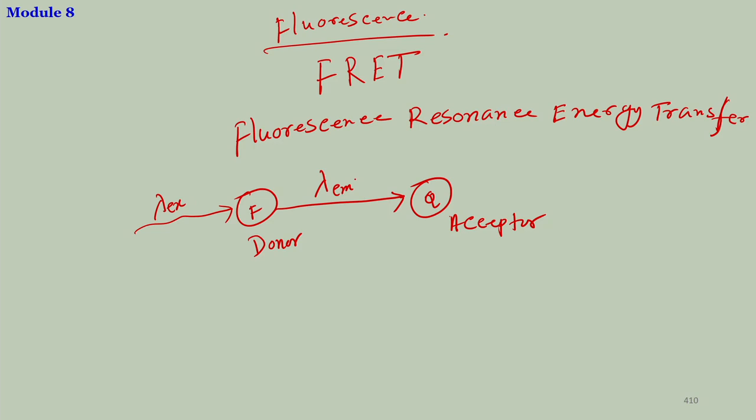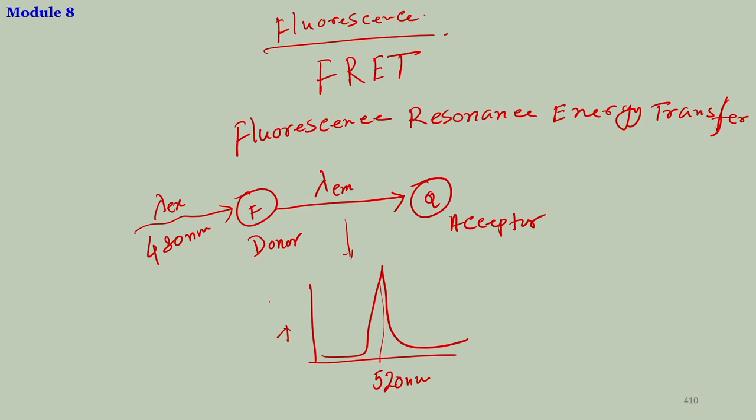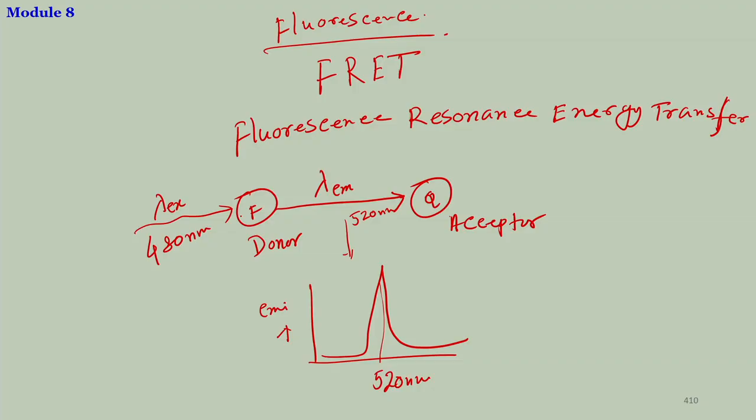I had given an example that if this is fluorescein, for example, then you can excite it with 480 nanometer light, and then you will see a spectra here, which has a maximum at about 520 nanometer. This is the emission. So roughly 520 nanometer would be the emission energy, and you should see a bright fluorescence coming out of this molecule, usually a light green color. That is the property of the fluorescent molecule, or the fluorophore.